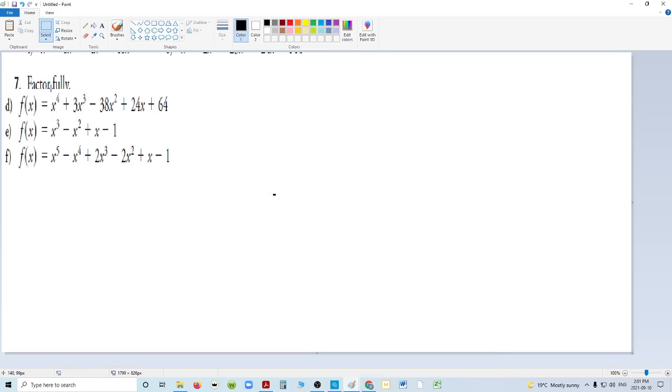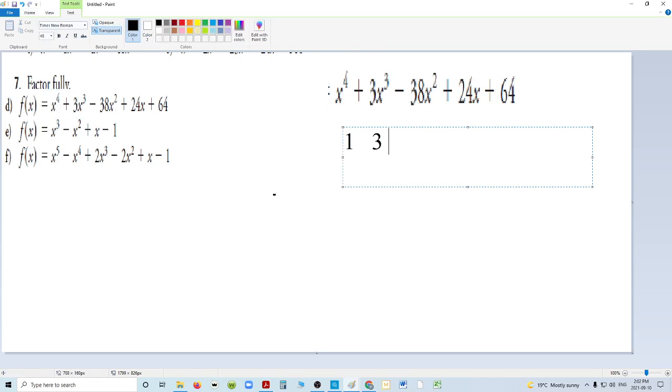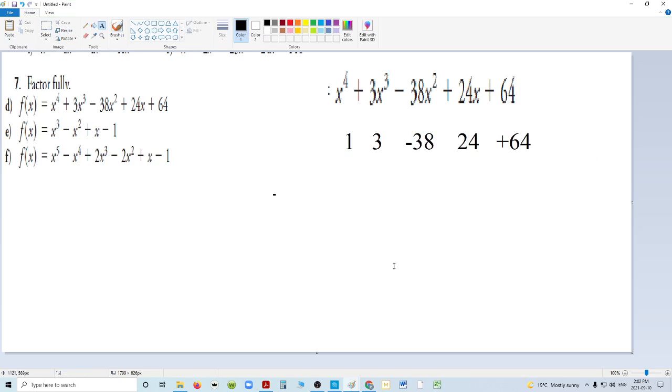Oof. I'm not missing any terms on this one. You can see synthetic is actually a little bit faster than plugging it in. And when they don't say specifically, you're allowed to use any technique you want. I'm going to start with 1.